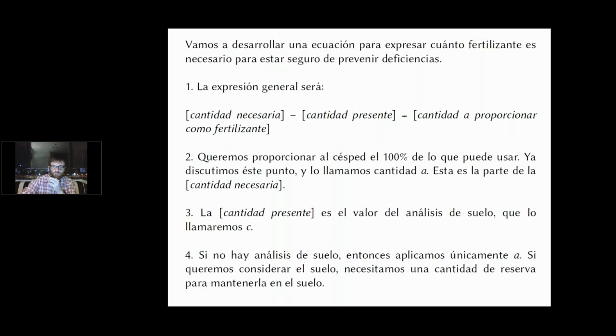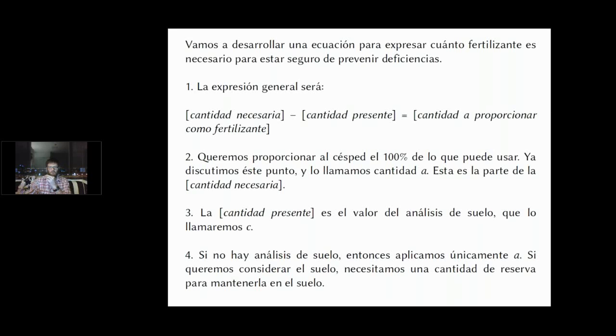So here's an equation, or a general expression, to explain how we calculate the fertilizer. In general, I like to think of it as we take the amount we need and then we subtract the amount we have, and the difference is the amount we have to apply as fertilizer. So we take the amount we need, subtract the amount that's present, the amount that we have, and then the difference between them is the amount to apply as fertilizer.